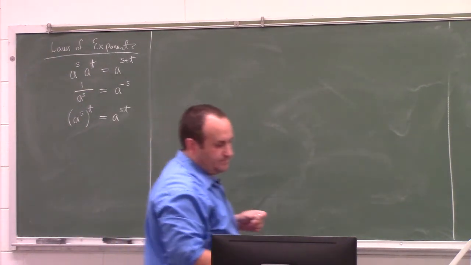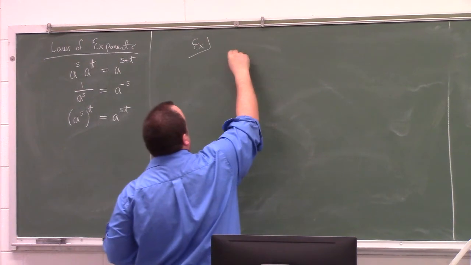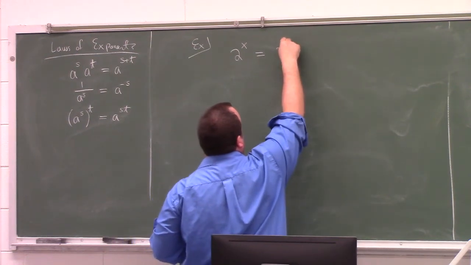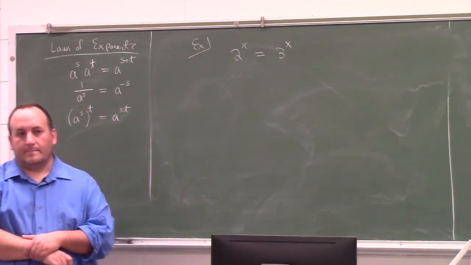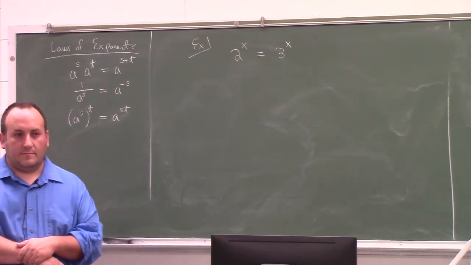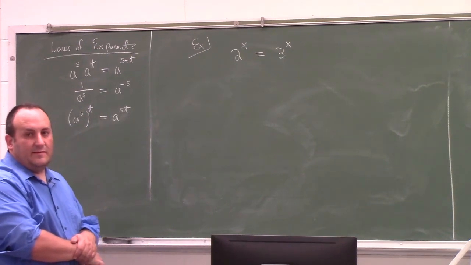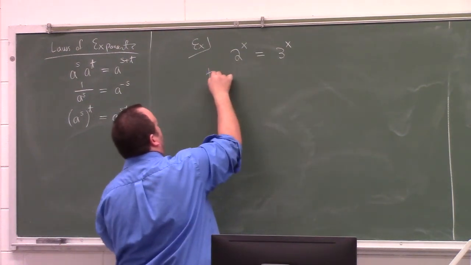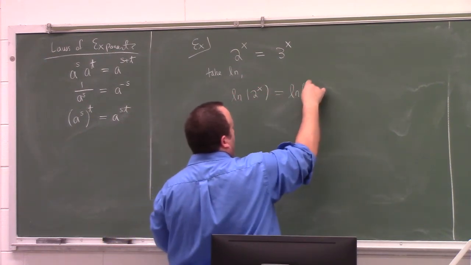Let's see here. So let's think about this example. What if we had 2 to the x equal to 3 to the x? Could we solve this? So what I usually do when I face a question like this is I just hit it with a natural log, because if you look at your calculator, you have natural log on it. That's easily accessible. So if I take the natural log of this equation, I get natural log of 2 to the x equals natural log of 3 to the x.